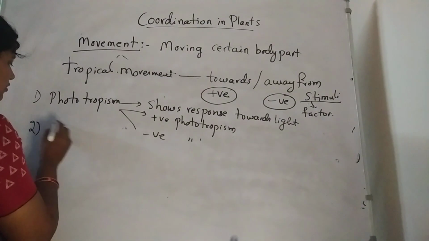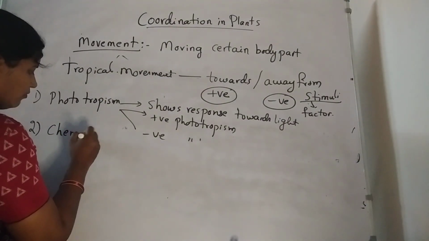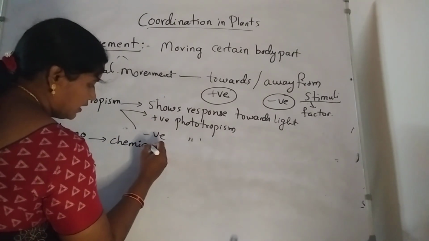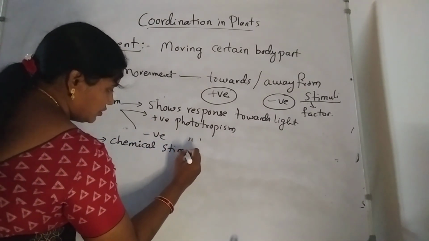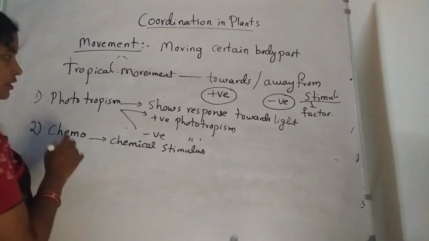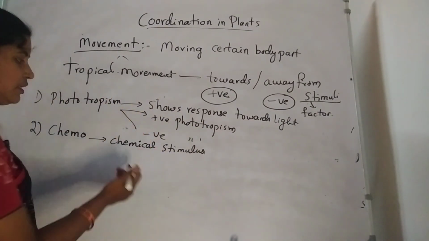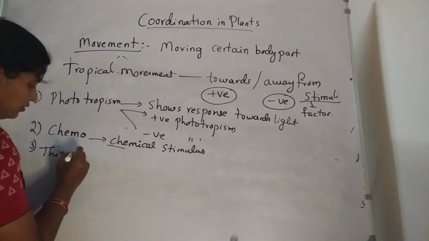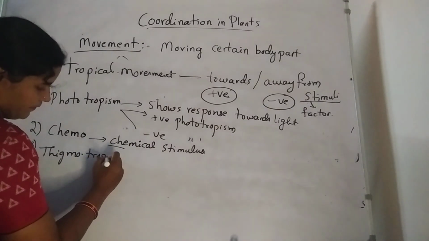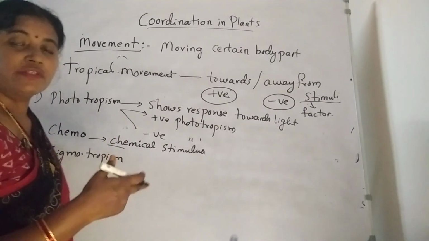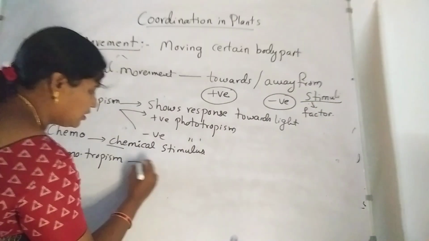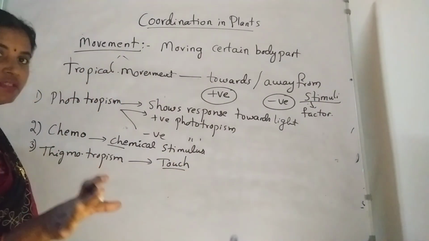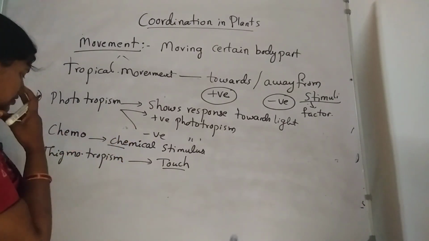In the same way, chemotropism means it is responding to a chemical stimulus, showing movement towards or away from the chemical stimulus. And the third one is thigmotropism. Thigmotropism means it is moving towards or away from the touch.